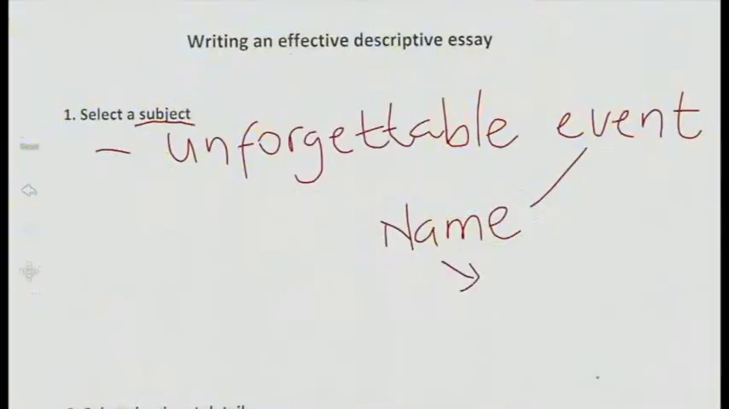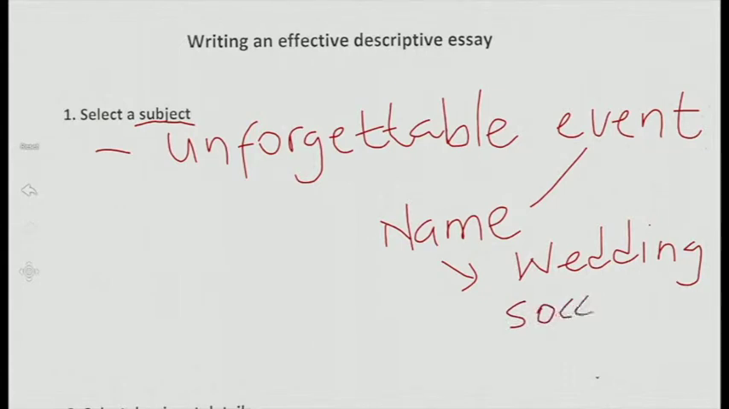So when we say you need to select a subject, what we're basically saying is that for an unforgettable event, you're going to name it. You need to name the event that you're going to be describing. And by that, you are selecting a subject. For example, when naming the event, it could be a wedding, maybe a soccer match, or it could be a perilous journey that you undertook.